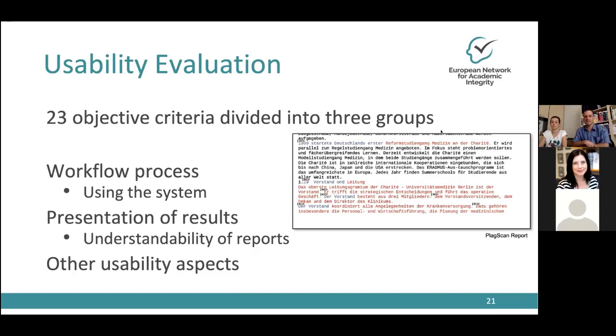Some systems did not maintain the names of the document. It substitutes them by terrible numbers, and it is then not possible to orient yourself in the list of documents, and so on and so forth. So for the workflow process, we had some criteria. Then we were interested how well the systems present the results, so how understandable the reports are. And the third set of criteria was other usability aspects.